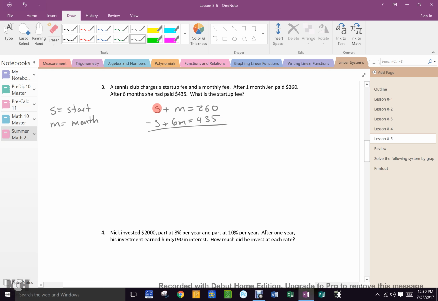What's S minus S? Zero. What's M minus 6M? Negative 5M. What's 260 minus 435? Negative 175, isn't it? Now what? Divide by negative 5 to get what, Harmeet? Let me check.